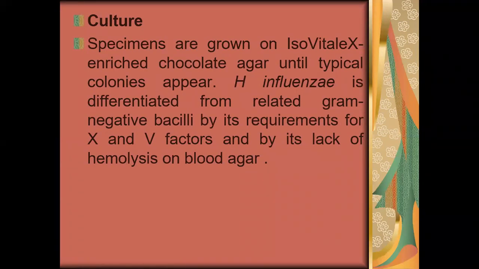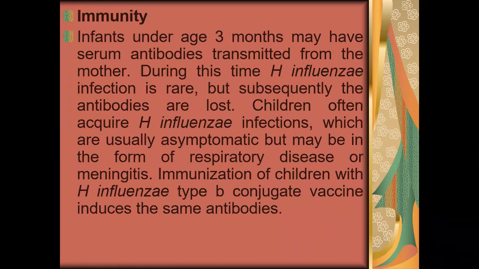Culture specimens are grown on Isovitalex-enriched chocolate agar and typical colonies appear. Haemophilus influenzae is differentiated from related gram-negative bacilli by its requirement for X and V factor and by its lack of hemolysis on blood agar. This bacteria is non-hemolytic.